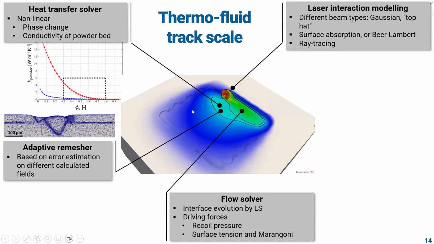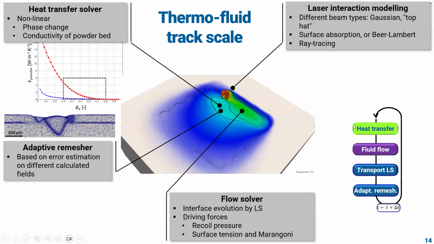and we need an adaptive remesher in order to concentrate the mesh where it's necessary, and distinguishing, for instance, the powder bed from the substrate, from the deposit. Okay, so at each time increment, we chain heat transfer, fluid flow, transport of level set, and adaptive remeshing.